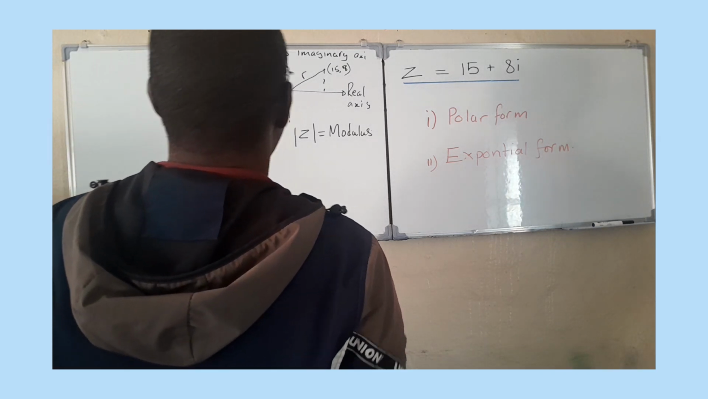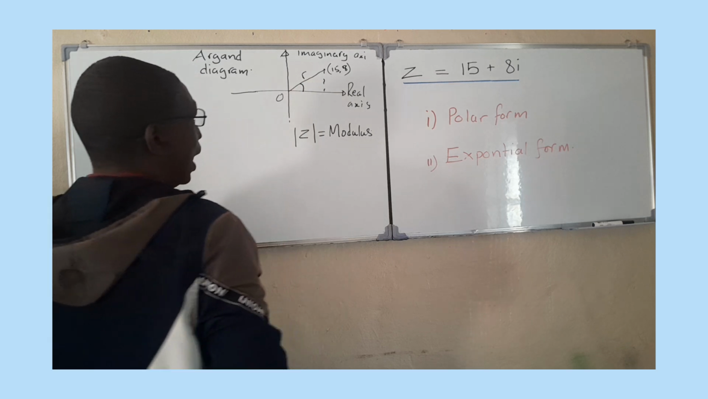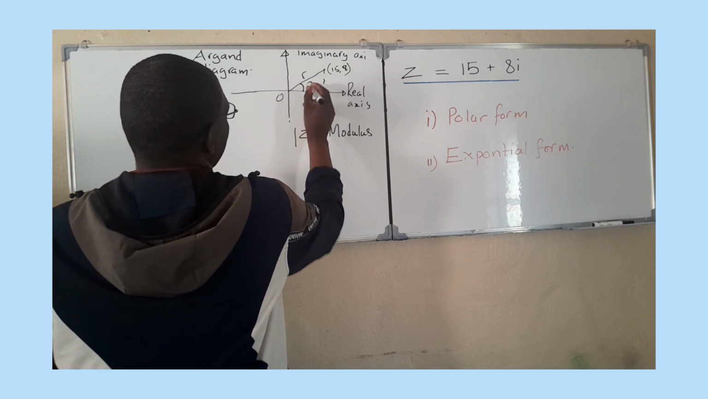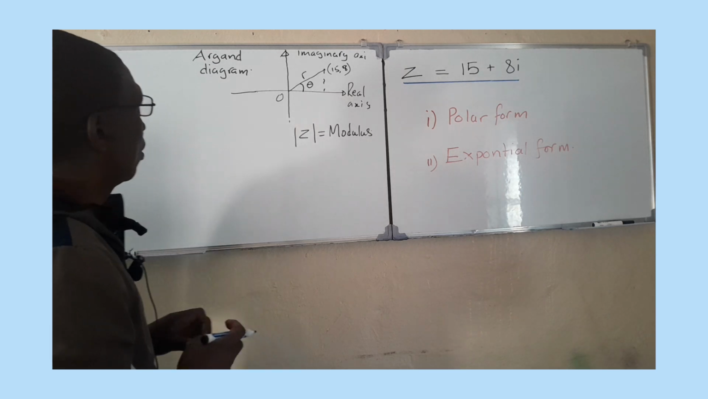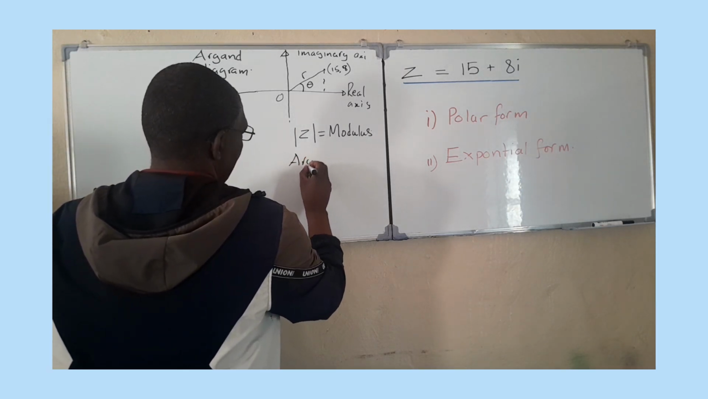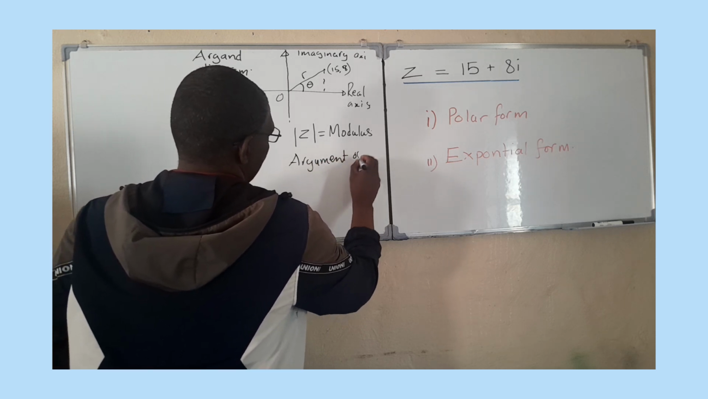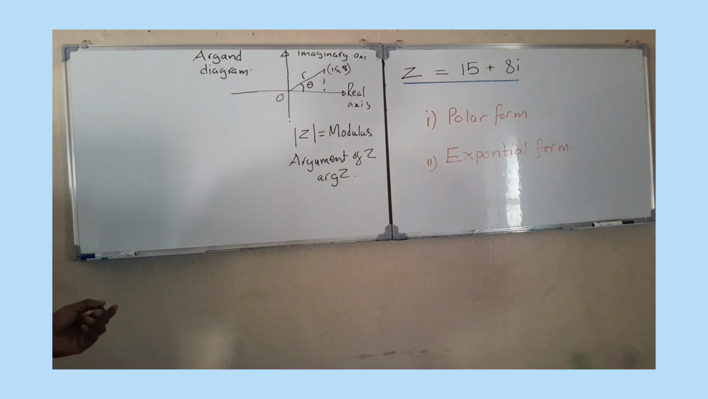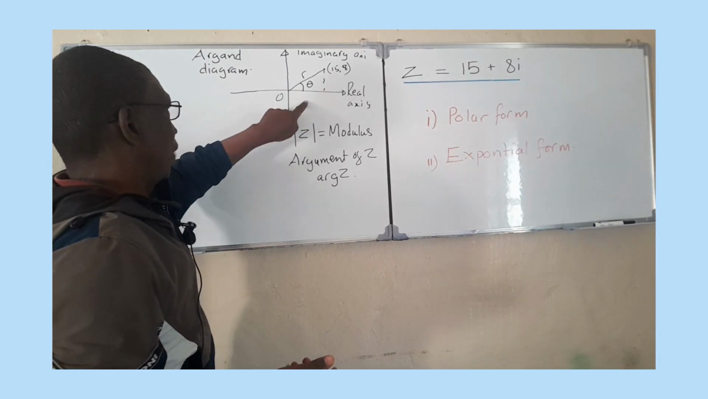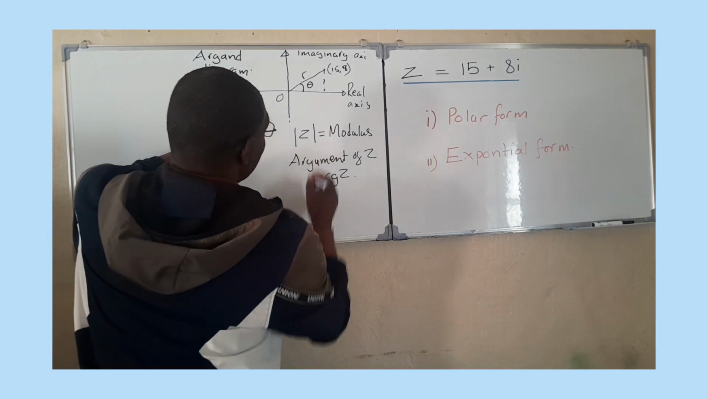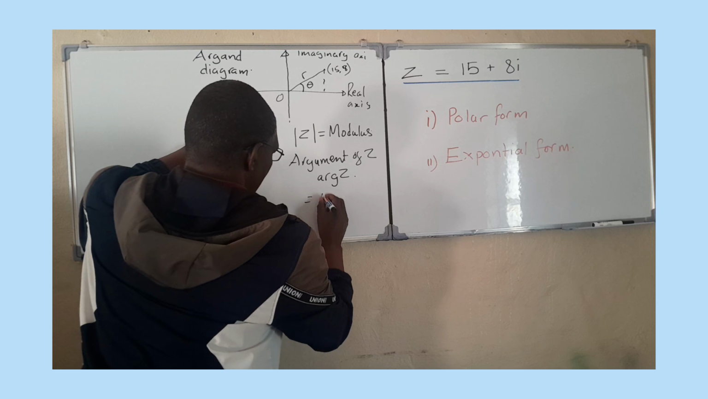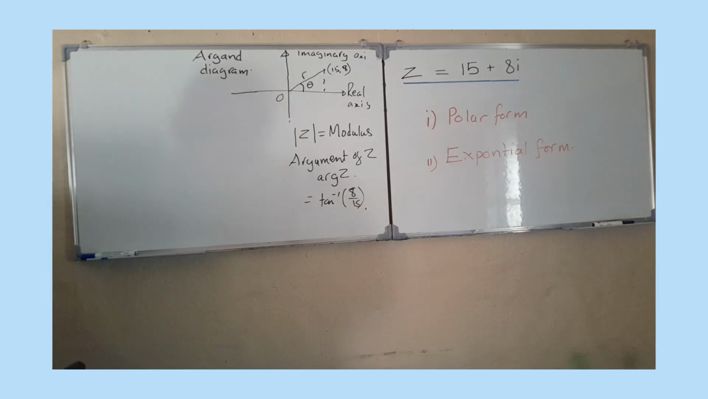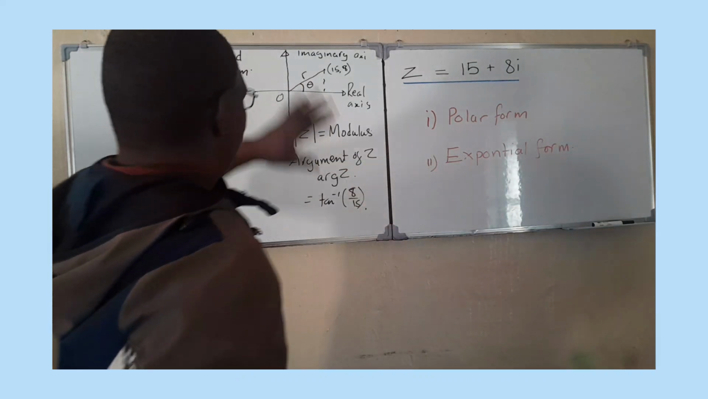Then we can also talk about the argument of z. Supposing the angle that this line makes with the positive x-axis is equal to theta, then the angle theta is called the argument of z, and it's written as arg z. Well, what is theta in this case? Theta is equal to arctan this over that. So in this particular example, theta, or arg z, is equal to arctan 8 over 15.